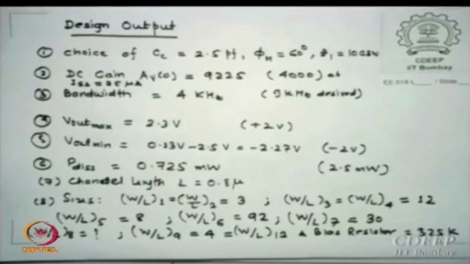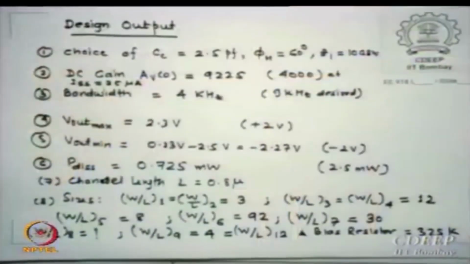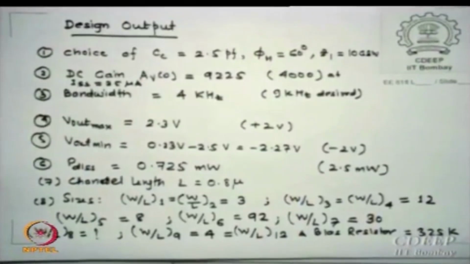And the bias resistor used in my analysis is 325 kilo ohms, okay. So do you agree that whatever specs were given to me, I have achieved almost every one of them? Is that correct? Almost every one of them. So that means I have designed an op-amp for the given specifications.